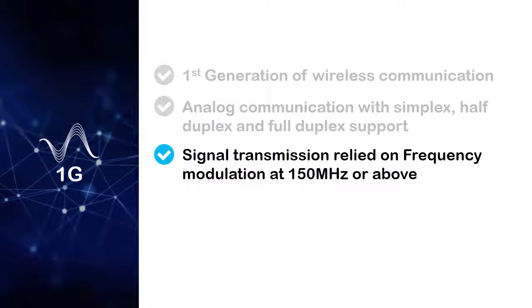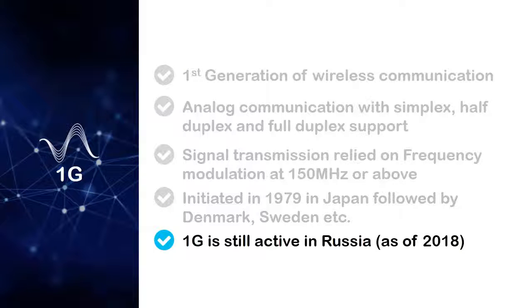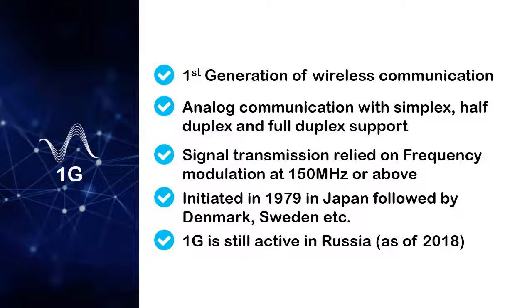The minimum frequency used to transmit the signals was 150 MHz, which means that the human voice, ranging between a few hundred hertz, was modulated onto 150 MHz or more. It commercially initiated in 1979 in Japan, and then it was followed by Denmark, Sweden, etc. As a fun fact, currently Russia is the only country which still supports 1G, by one of its carriers. And basically, this was 1G.